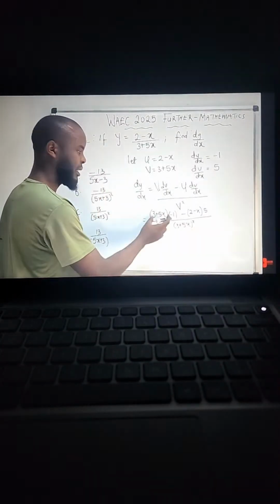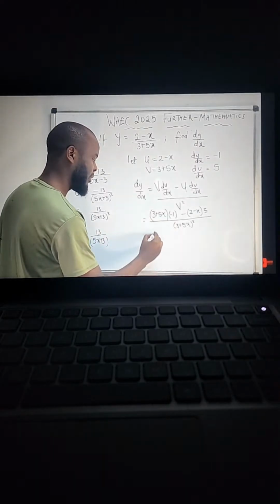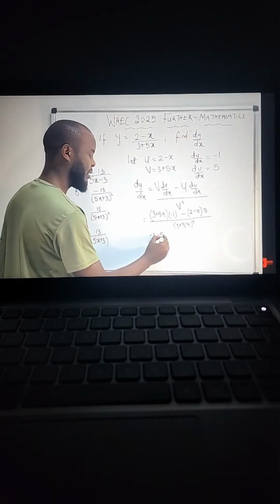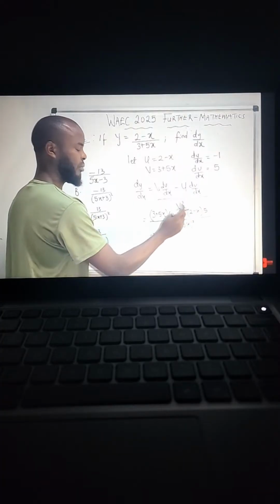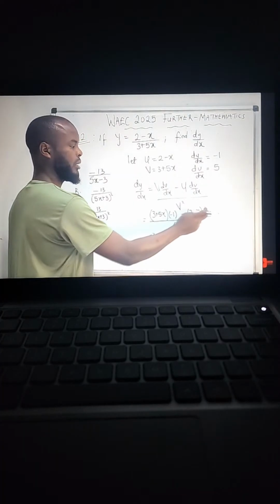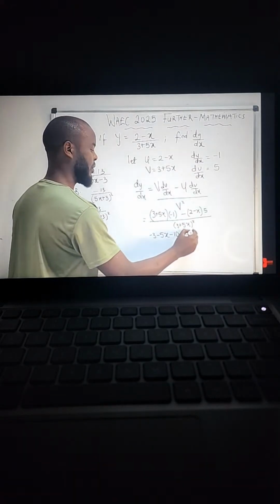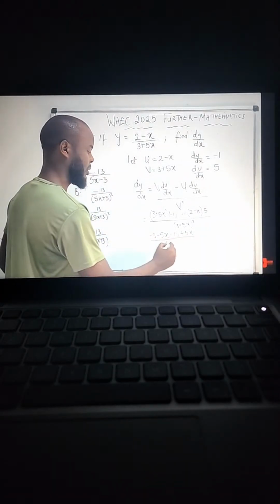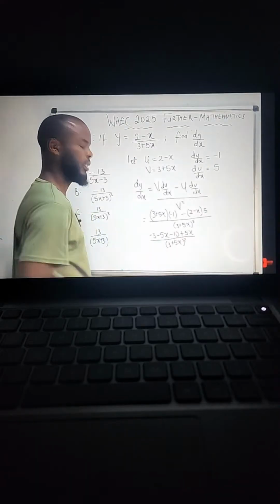So now, let's bring out the brackets. -1 times 3 is going to be -3. -1 times 5x is going to be -5x. -5 times 2 is going to be -10. -5 times -x is going to be +5x. And here we have 3 plus 5x squared.